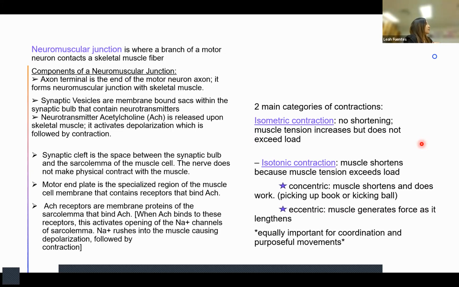And then when we are on the topic of contraction, we have two main categories: isometric and isotonic. You are, again, going to want to know the definition for each of these and the difference between the two. Isometric is no shortening. Muscle tension increases but does not exceed the load. And then we have isotonic contraction. The muscle shortens because the muscle tension exceeds the load.